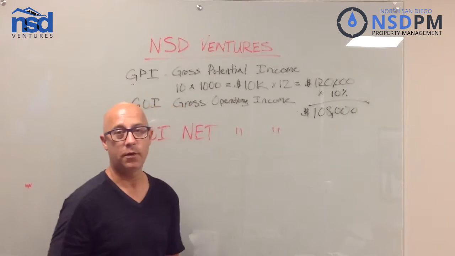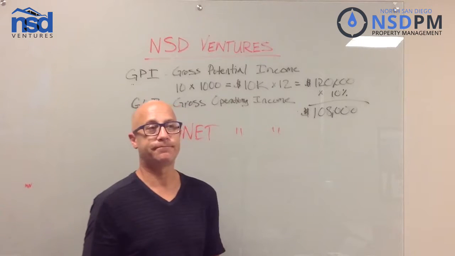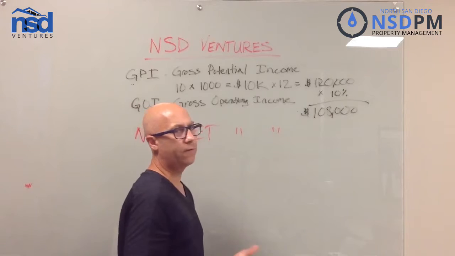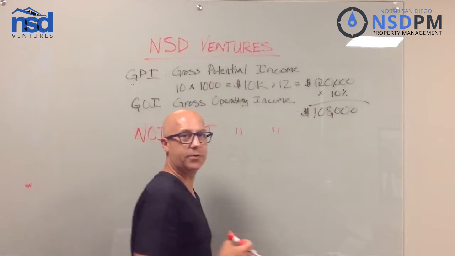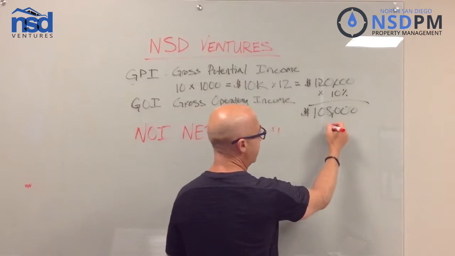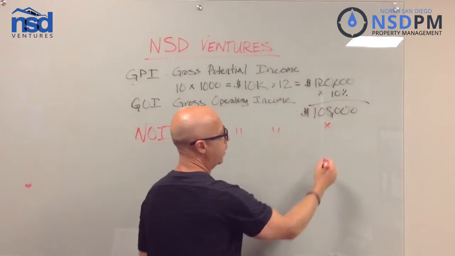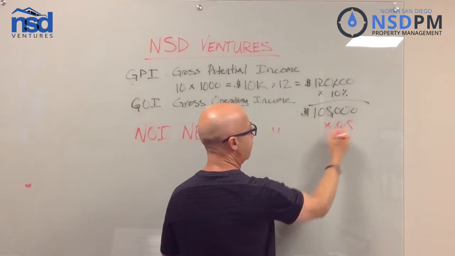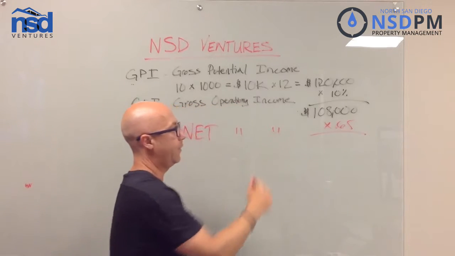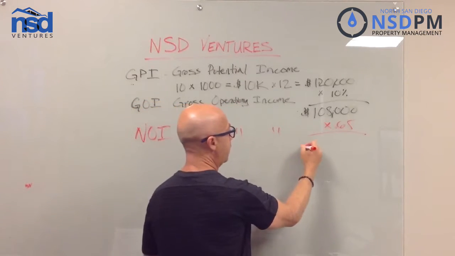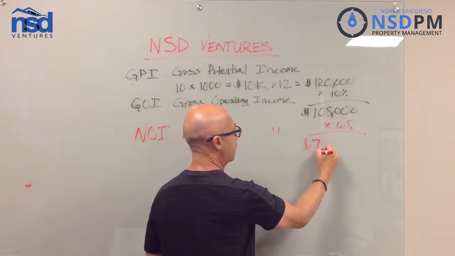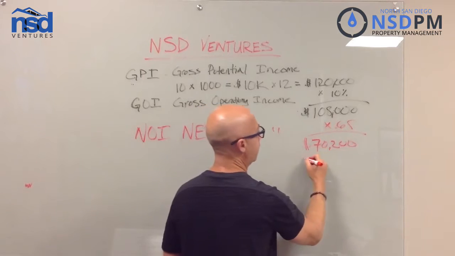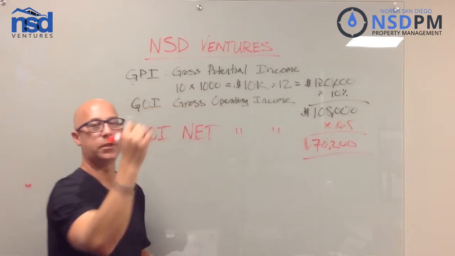Now, a good rule of thumb would be somewhere around like 35%, maybe even 40%. We're going to go with 35. We're going to say this place is running pretty good. We're going to go with 35%. So what you do with that, take your GOI, multiply it by 0.65, which is a 35%, and we're going to spit out a number. I believe this comes out to 70,200. And that, my friends, would be your NOI.